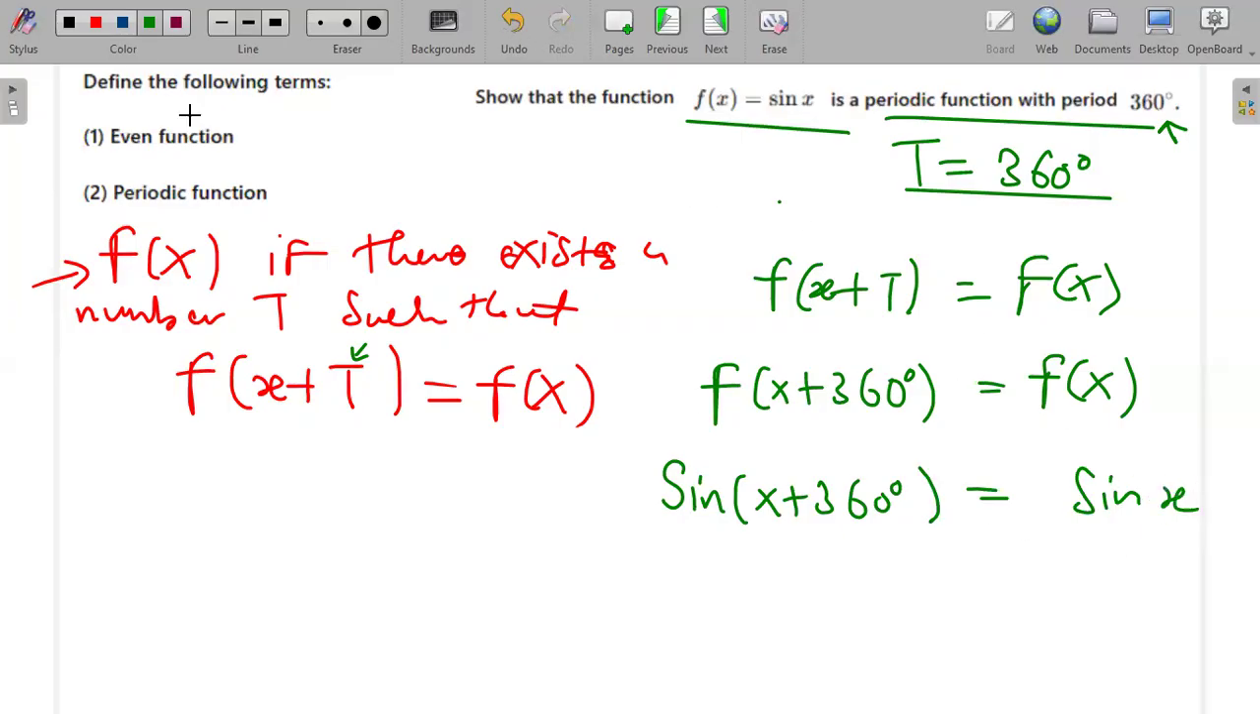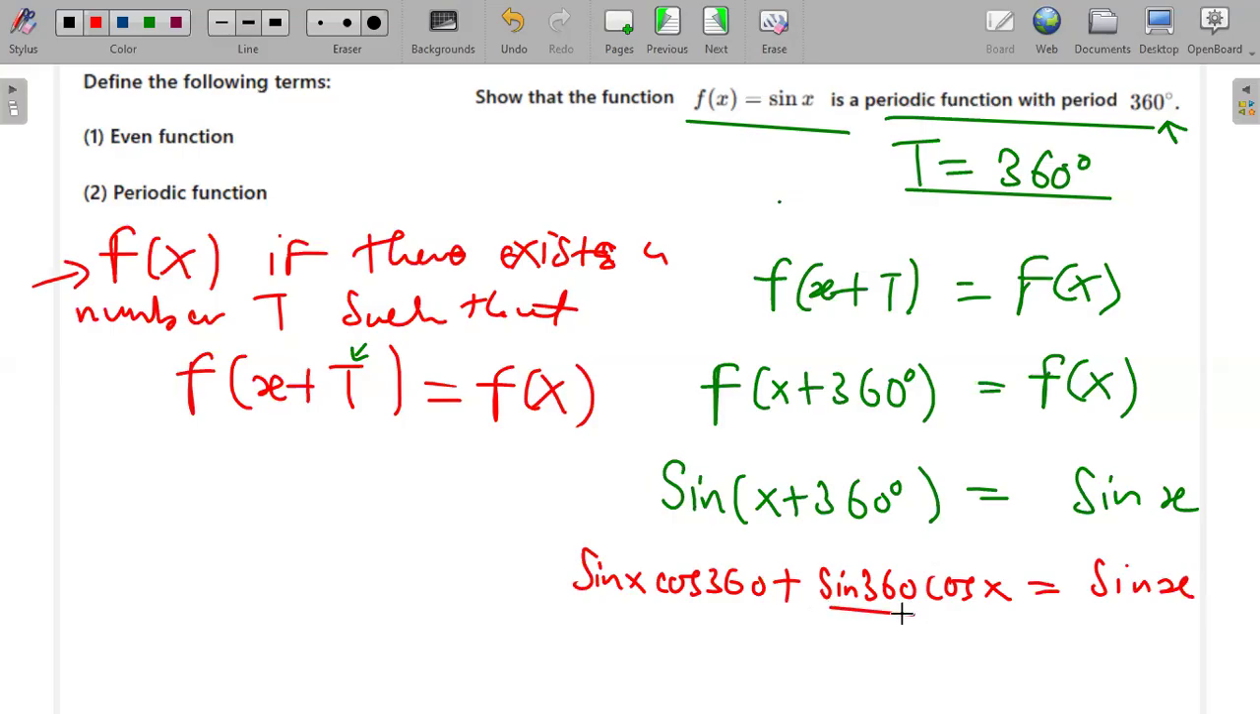Okay, so let's just expand this using the double angle formula. This will just be sine x cos 360 plus sine 360 cos x, which is equal to sine x. Now, what is sine 360? Sine 360 is 0, so this term becomes 0. I just remain with this.